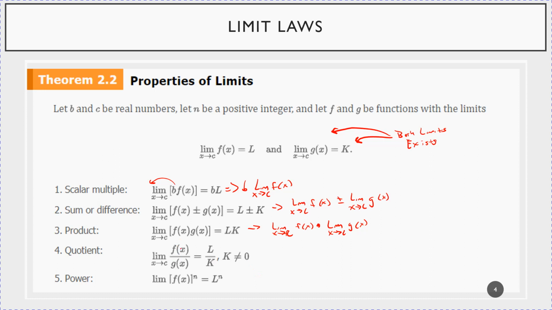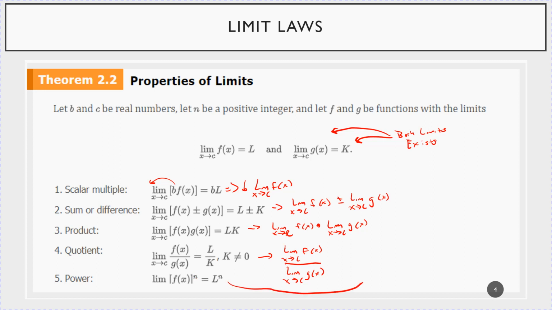Here, you have what looks like a rational expression, but it could be anything. These are just two functions here. As long as k doesn't equal 0, because you can't have a 0 in the denominator, you could evaluate this as the limit as x goes to c of f of x divided by the limit as x goes to c of g of x. And if you have the limit of f of x raised to the nth power, this would be some constant like 2 or 3.